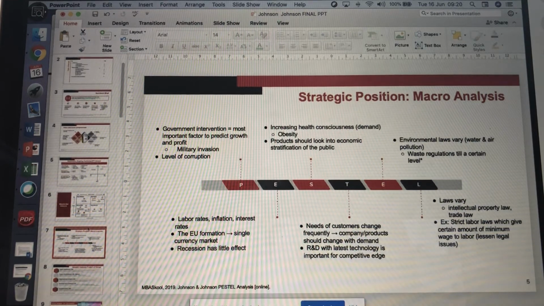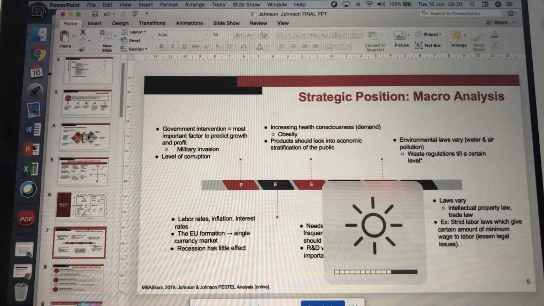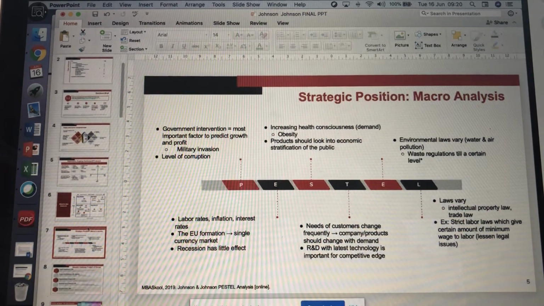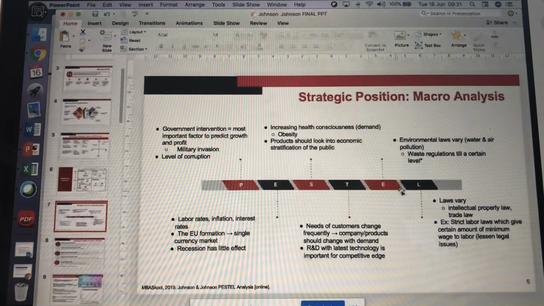You always start with different kinds of systems. You can use a framework, you can use PEST, you can use PESTO, you can use SWOT, but you have to use a framework from the book in order to include all the different aspects of the analysis, okay? So here you have the macro analysis.